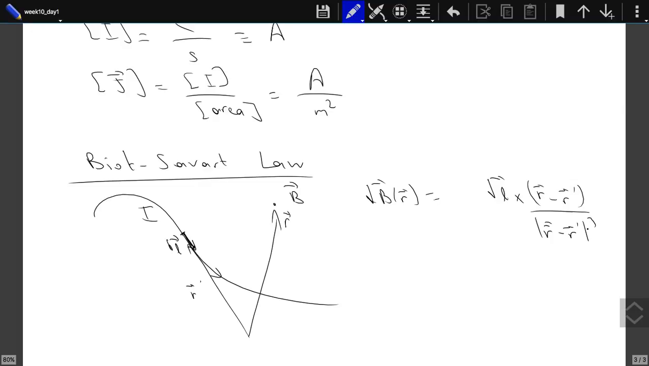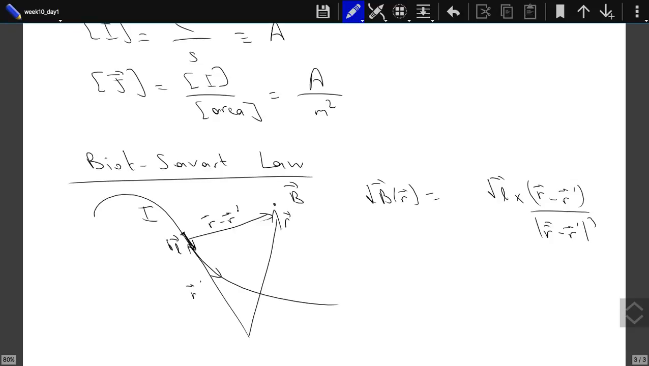So what is the direction of this vector? You see, this vector over here is the vector R minus R prime. So dl cross R minus R prime is out of the screen. So the dB vector will be out of the screen. The contribution to the magnetic field at this point due to this very small segment is out of the screen.